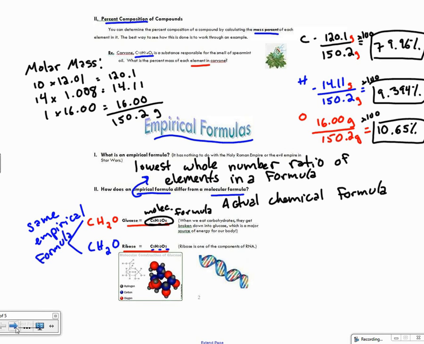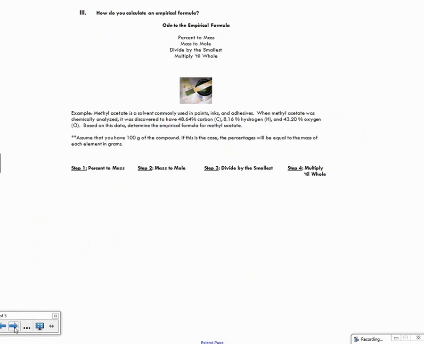Okay, cruise over now to the next page. Now let's bring those ideas together. We can calculate an empirical formula. There's actually a way to go from the percent composition of an element into its empirical formula, and that's what I'm going to show you here. There's a cutesy little formula, a poem that will help you remember how to do this. Percent to mass, mass to mole, divide by smallest, multiply till whole. So let's take a look at what that would look like in this problem.